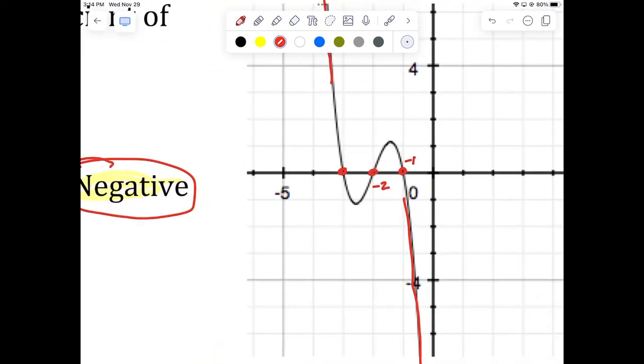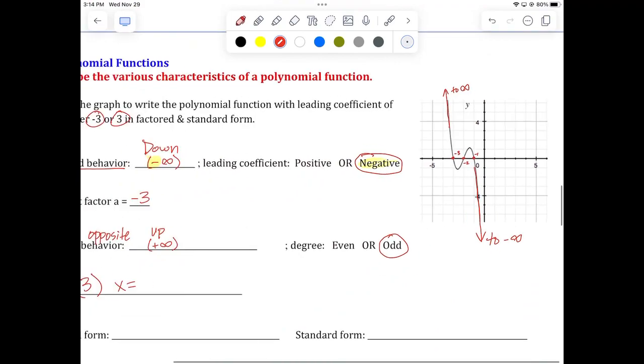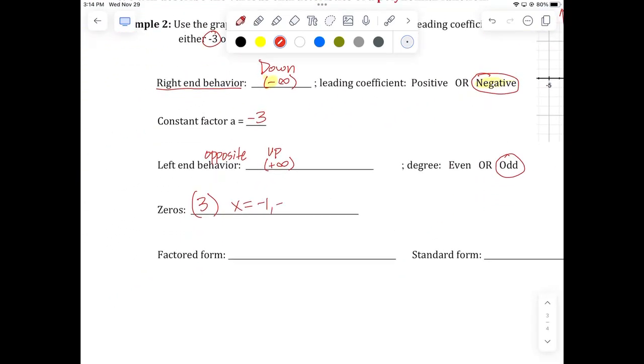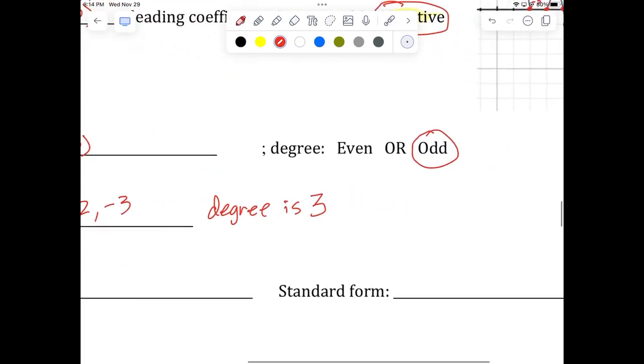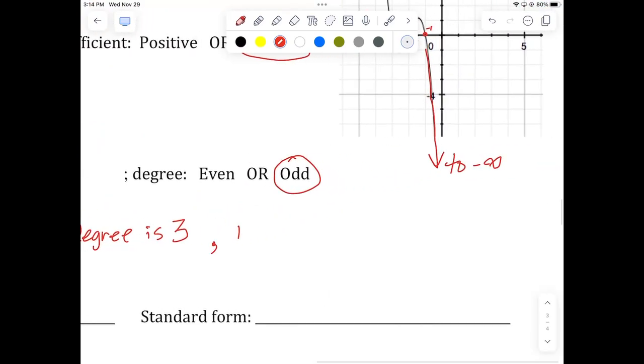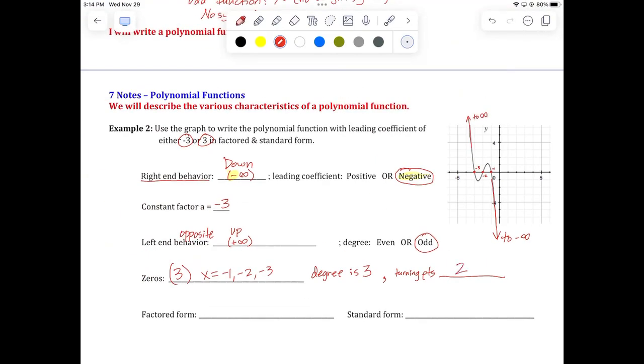-1, -2, -3. How convenient, right? -1, -2, -3. Guess what the degree is actually going to be? If it has 3 zeros, the degree is going to be 3. How many turning points does it have? Let's answer that question. How many turning points does it have? It has 2. Is that the maximum number that a third degree polynomial can have?